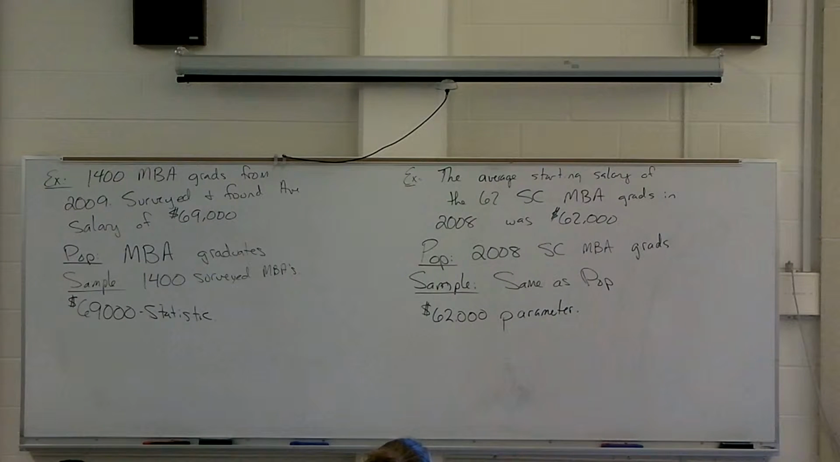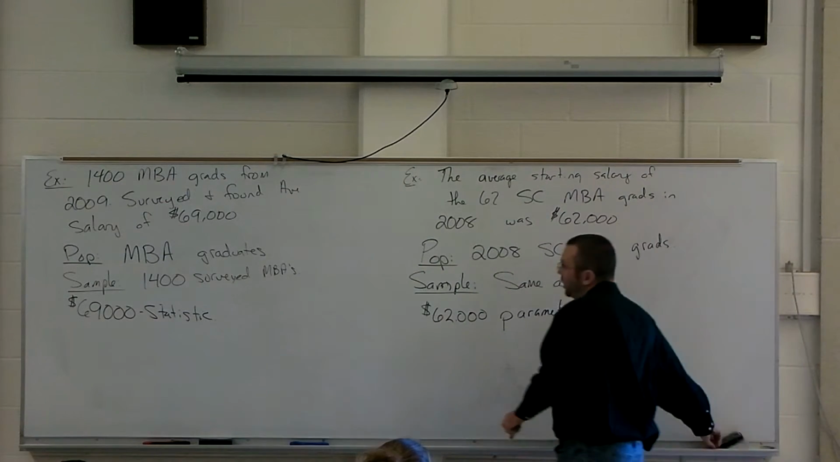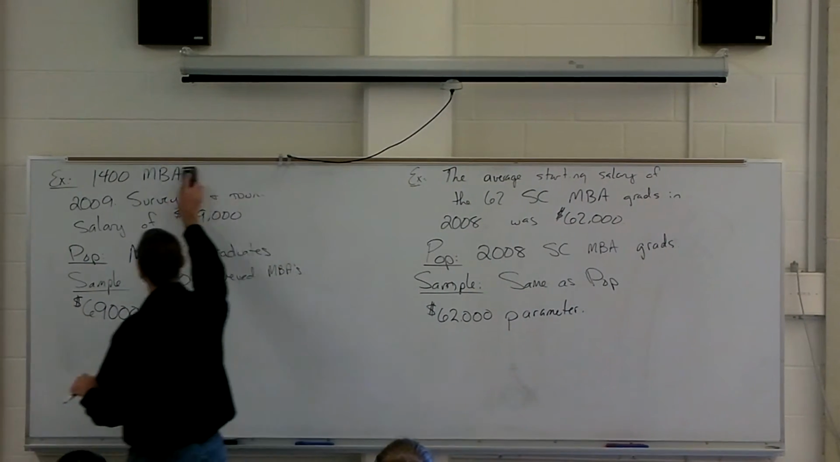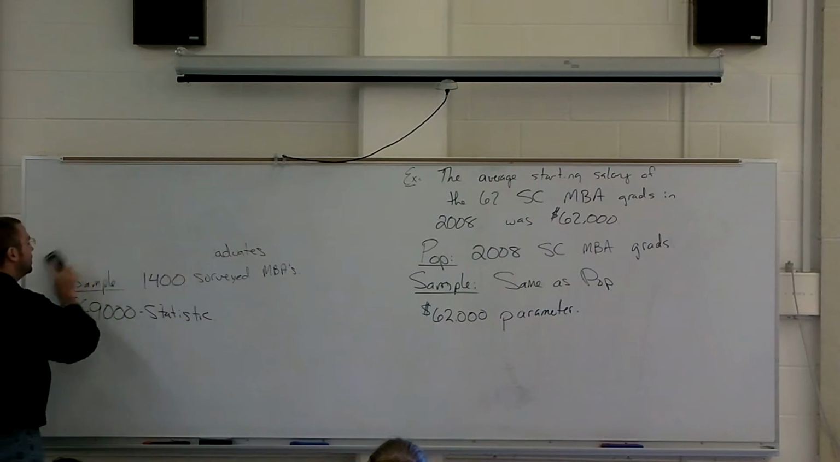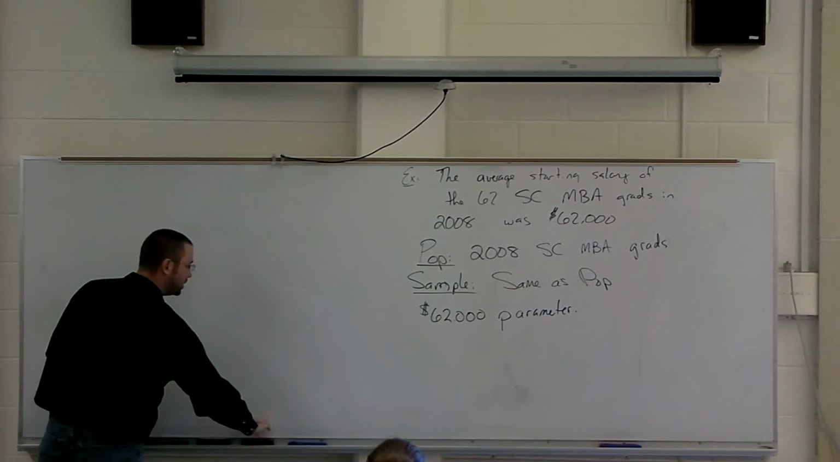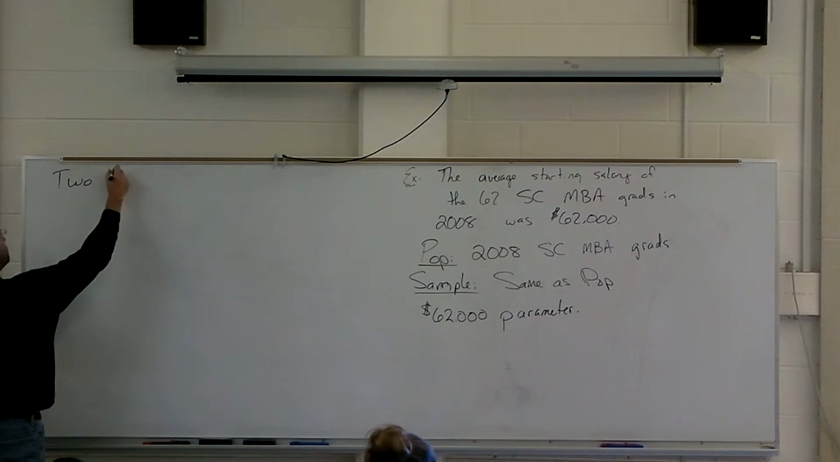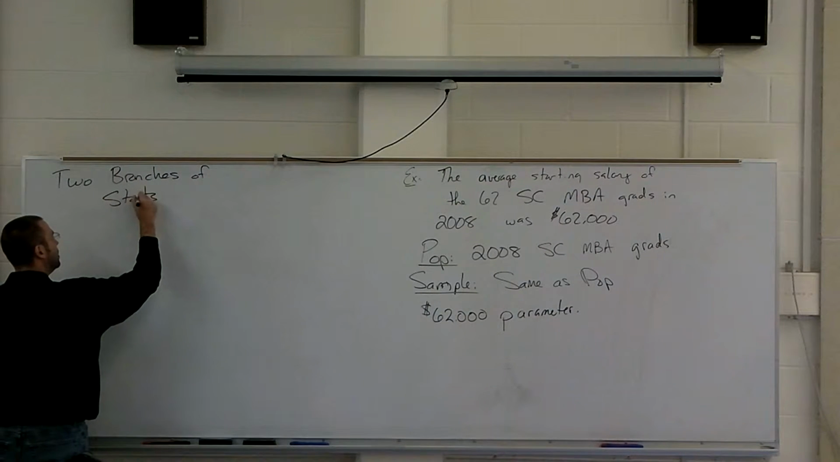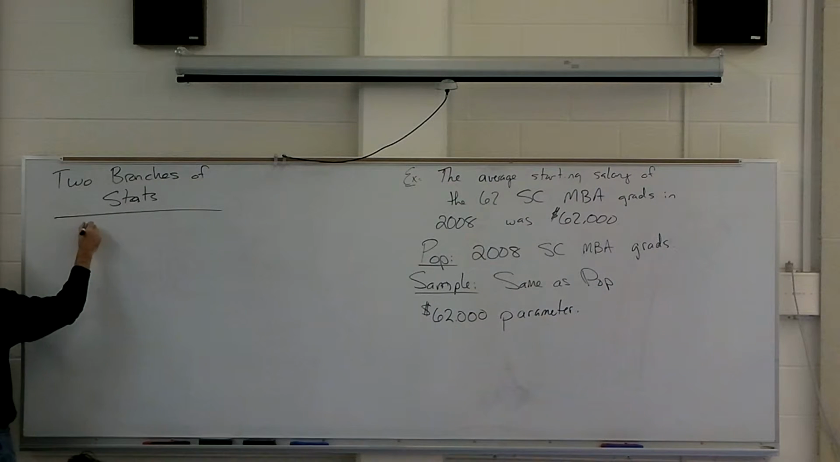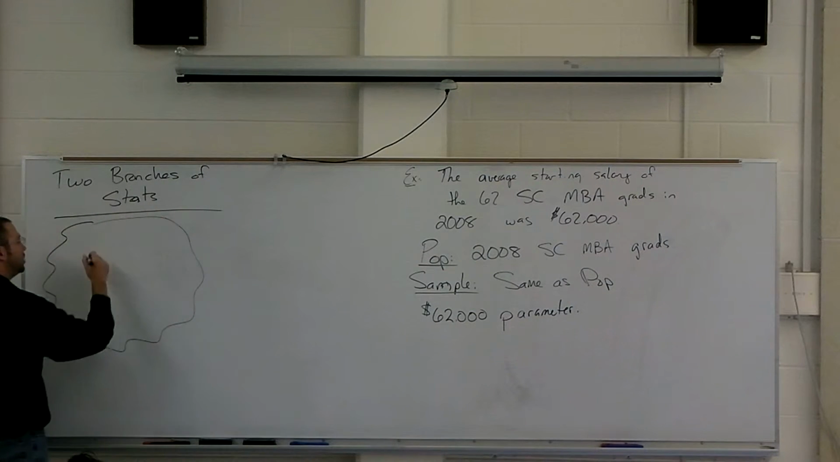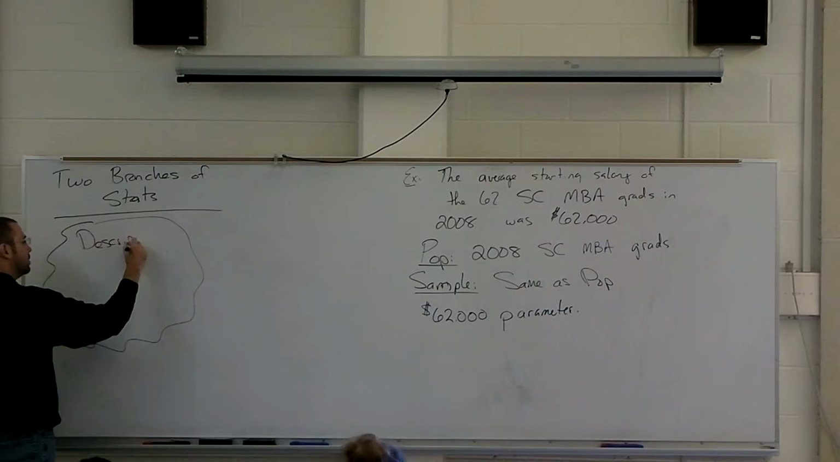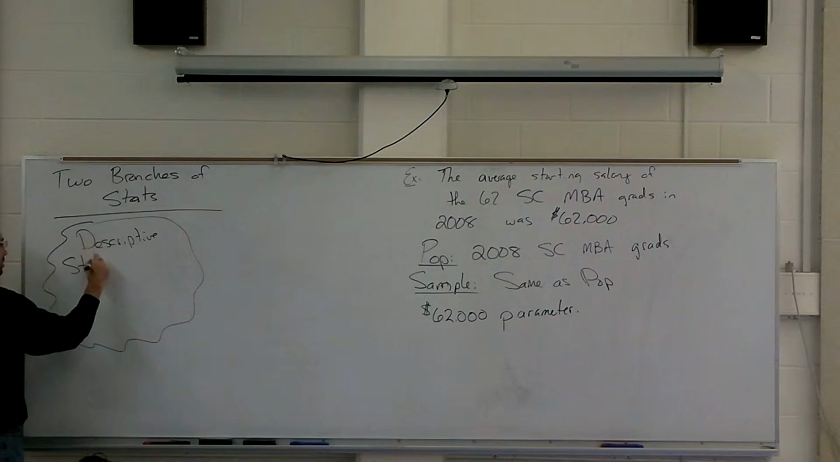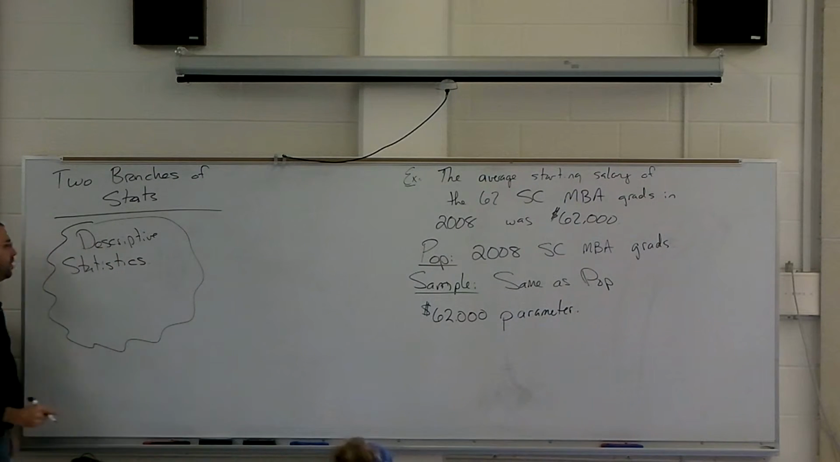Okay? All right. And the final thing we'll talk about is the difference. There are two main branches of statistics that we're worried about. They fall into categories that we've seen already. One of them is what is called descriptive statistics. This is the kind of stuff that you've seen before. You've been exposed to all of this stuff before.